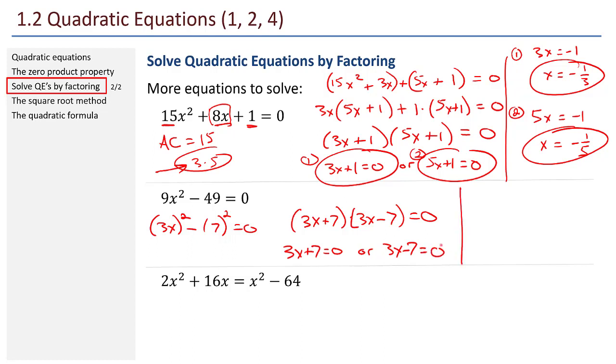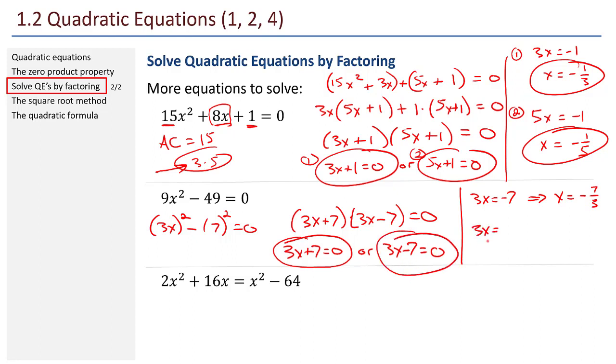In the first case, 3x equals negative 7, and so x equals negative 7/3. In the second case, I'll add 7 to both sides, so 3x equals 7, and then I get x equals 7/3. Those are my two solutions, so negative 7/3 and positive 7/3. On to our third equation.